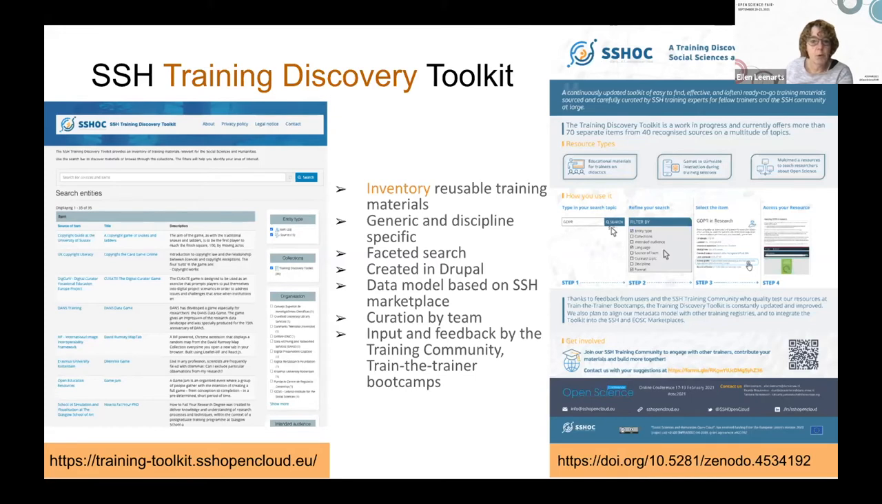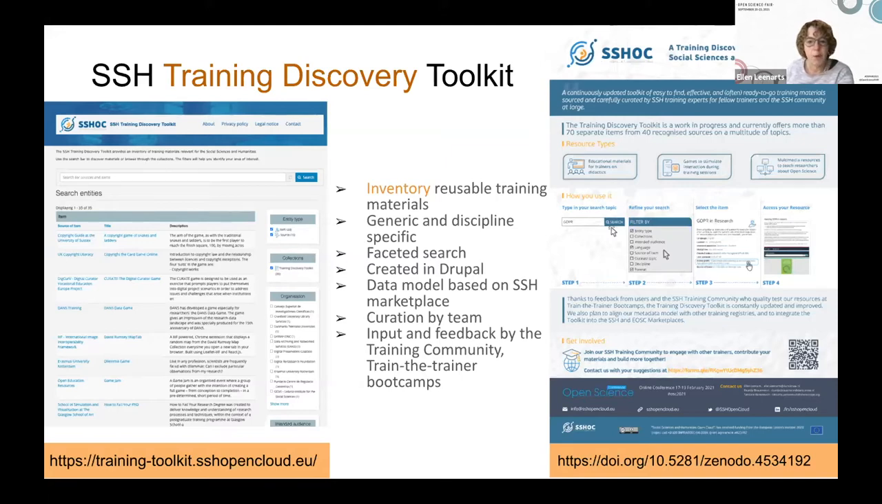And in the SHOC project, the training discovery toolkit was mentioned as one of the things to do. And we thought, well, why not create an inventory of materials that are very knowledgeable, and that researchers but also data stewards can use. I think that we've done a lot of things in parallel, the same, so a bit of double working here.